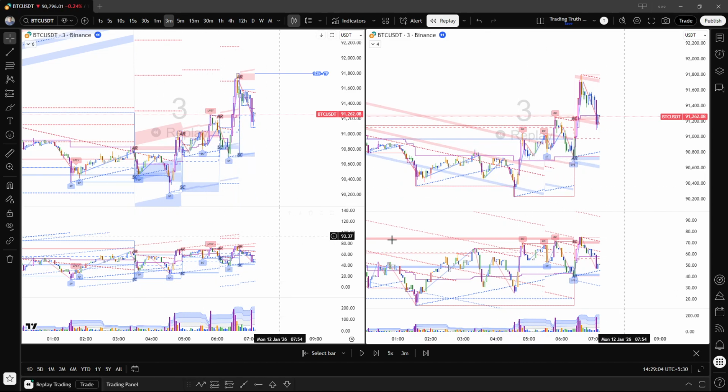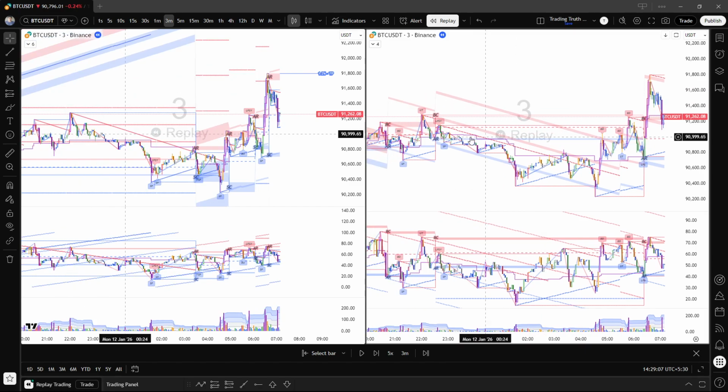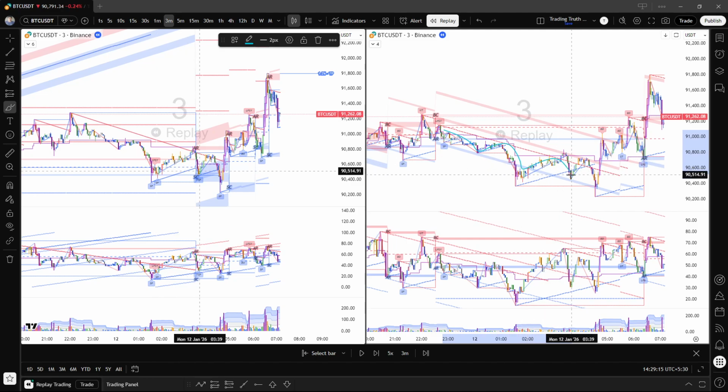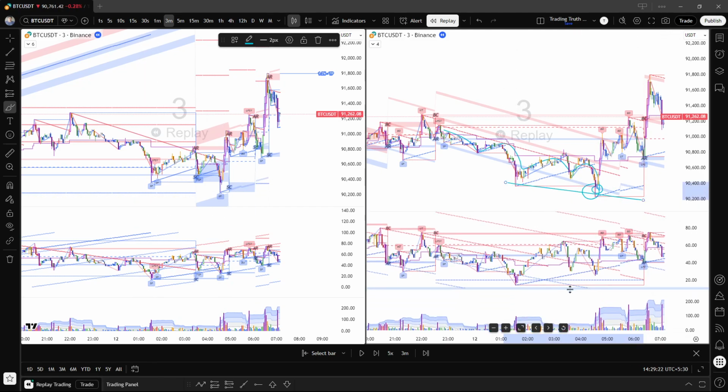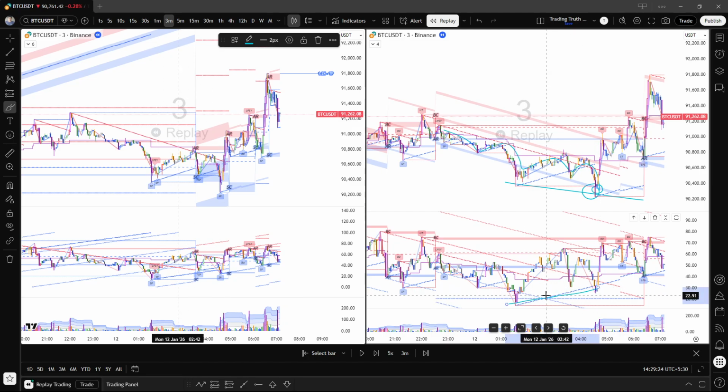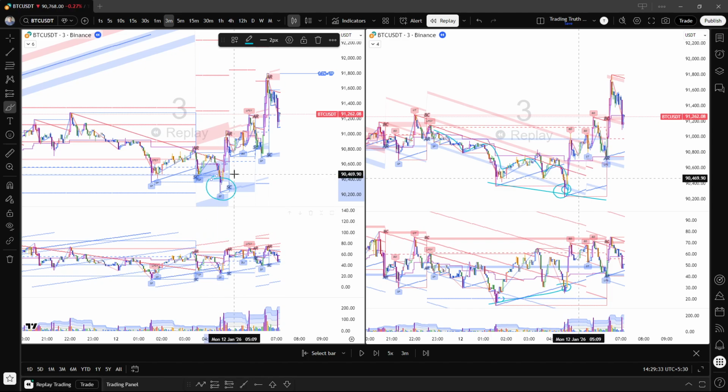And here you notice this distribution channel that was coming up. This acts as support here. See, bouncing off from there. And why was this a good trade? Because you see the divergence was making here, really good divergence. So we are basically confirming from two different perspectives, accumulation and distribution. So this was a good trade to take.